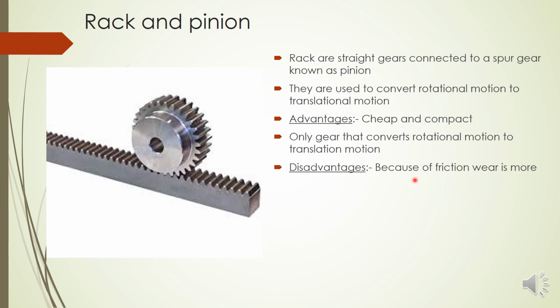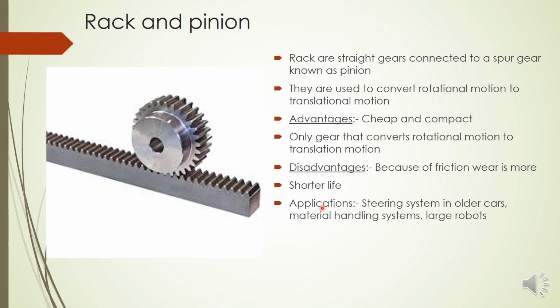A disadvantage is that friction is more and it will wear more. The wear and tear of this rack and pinion will be more, so it has a shorter life. The main application was in the earlier steering systems of older cars. Now it is not widely used due to this shorter life and the friction. But earlier most automobile steering systems were based on rack and pinion. They are also used in material handling systems and large robots, etc. So these are the applications of rack and pinion.